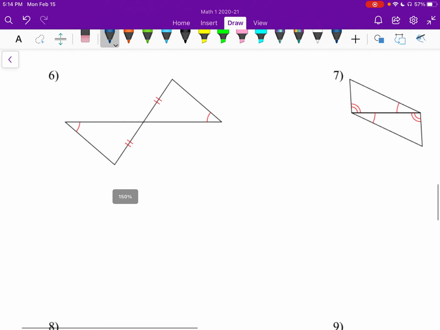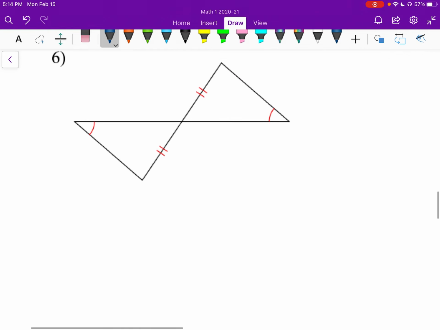Number 6. Well, here we have, let's start off looking at the spot where they cross in the middle. We remember vertical angles from, I think that was unit 2A. We know that this is congruent to that, right, by vertical angles.